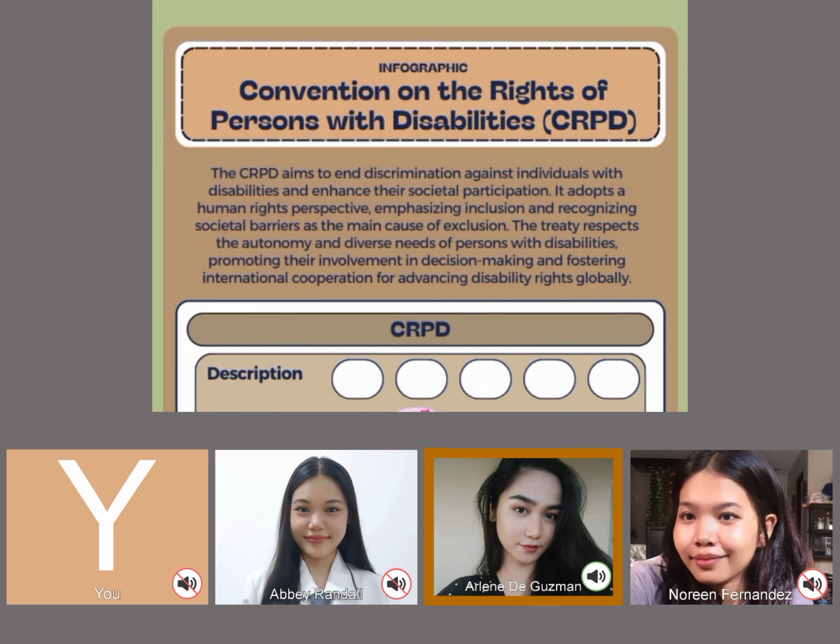The CRPD aims to end discrimination against individuals with disabilities and enhance their societal participation. It adopts a human rights perspective, emphasizing inclusion and recognizing societal barriers as the main cause of exclusion. The treaty respects the autonomy and diverse needs of persons with disabilities, promoting their involvement in decision-making and fostering international cooperation for advancing disability rights globally.